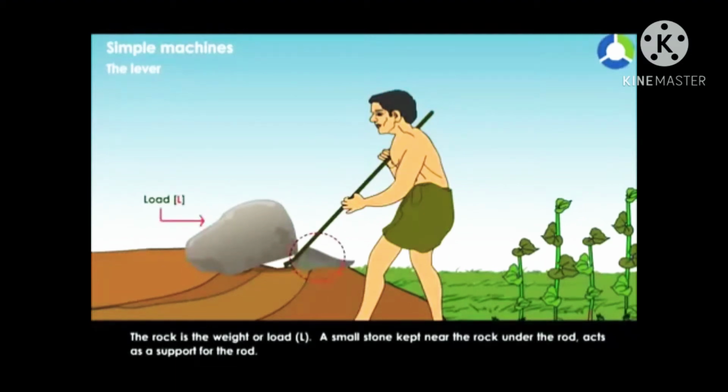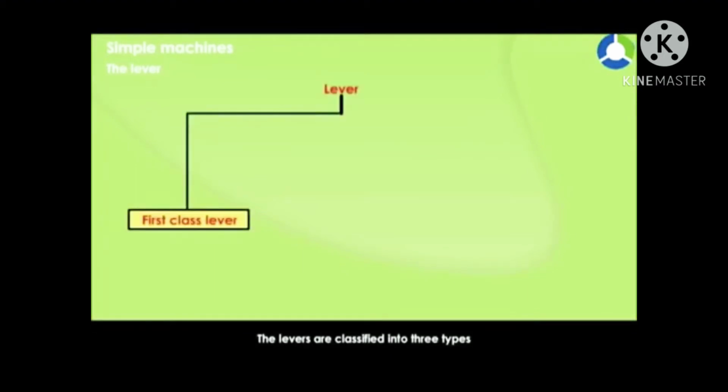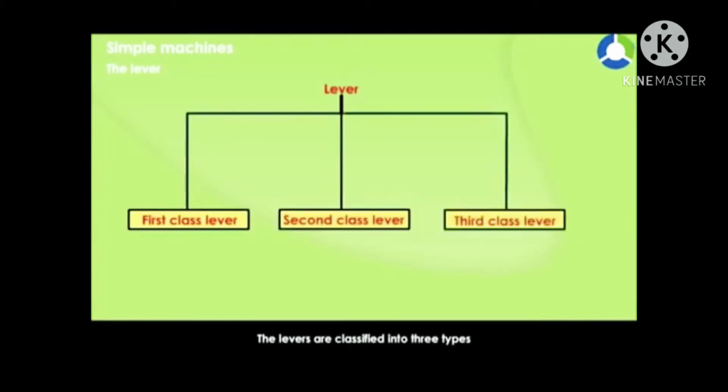A small stone kept near the rock under the rod acts as a support for the rod. The point where the rod touches the small stone is the fulcrum, F. The force applied to push the rod down is the effort, E. The levers are classified into 3 types: lever of the first order, lever of the second order, and lever of the third order.